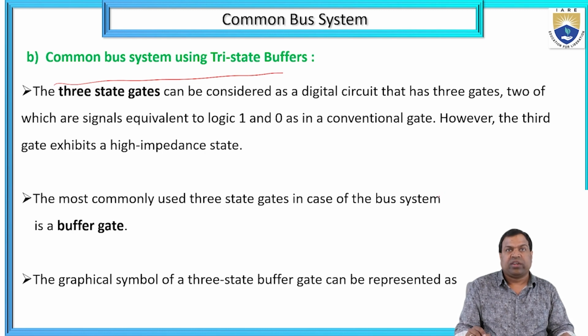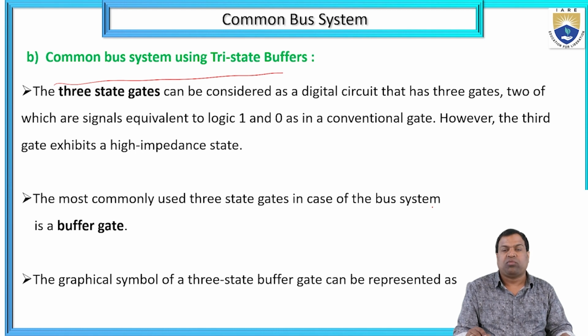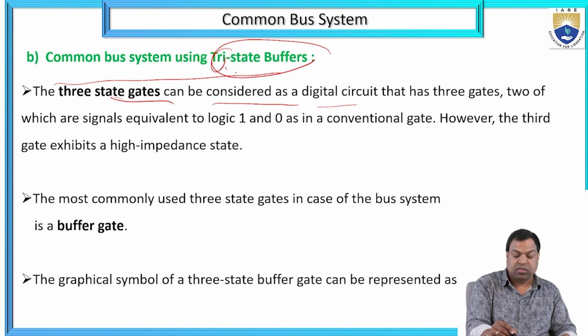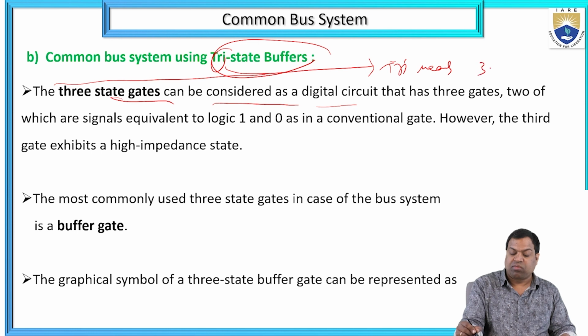The 3-state gates can be considered as a digital circuit that has 3 gates, 2 of which are signals equivalent to logic 1 and logic 0 as a conventional gate. However, the third gate exhibits a high impedance state. The most commonly used 3-state gate in the case of bus system is a buffer gate. The graphical symbol of a 3-state buffer gate can be represented. Tri means 3, so 3-state gate.